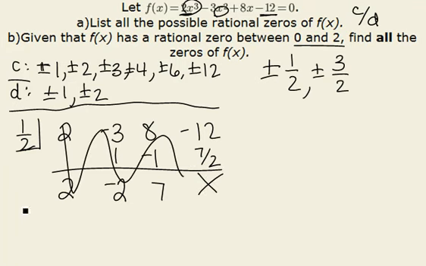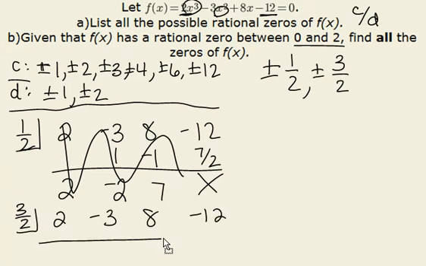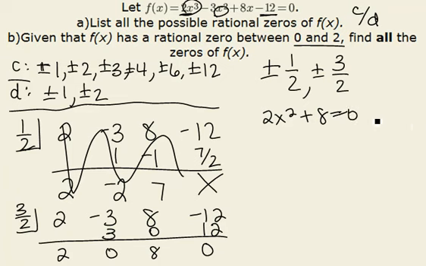Now we'll use the 3/2. We'll divide 3/2 into this. So we've still got 2, negative 3, 8, and negative 12. Drop down the 2. 3/2 times 2 is 3. So when we add those together, we get 0. 3/2 times 0 is 0. So now we've got an 8. 3/2 times 8 is 12. So now we get 0. And we're left with 2x squared plus 8 equals 0.